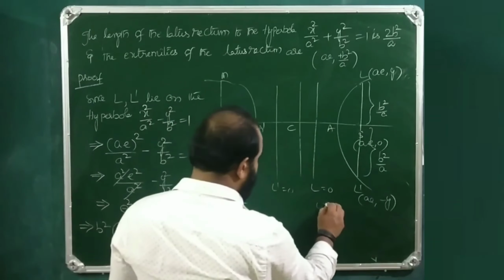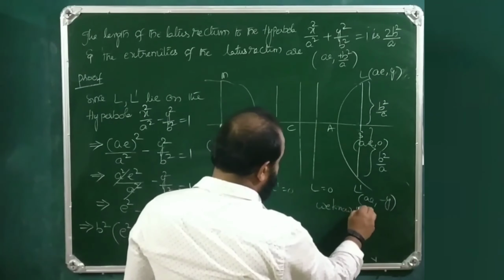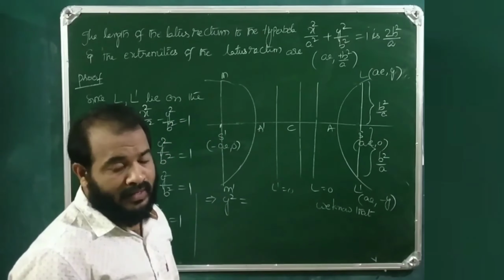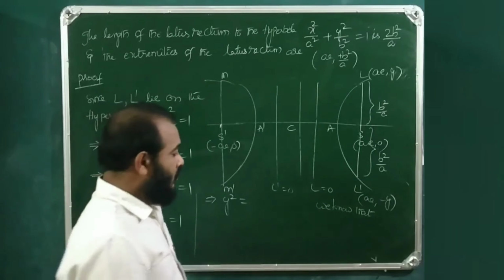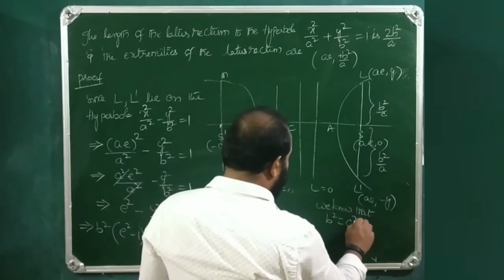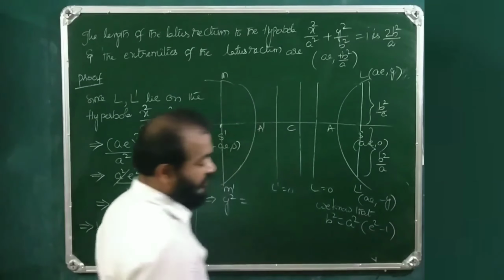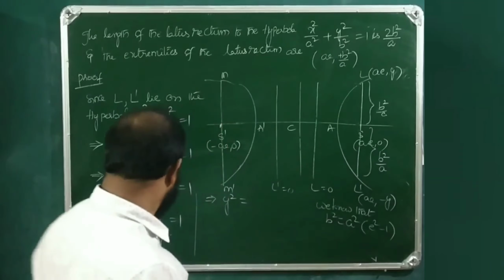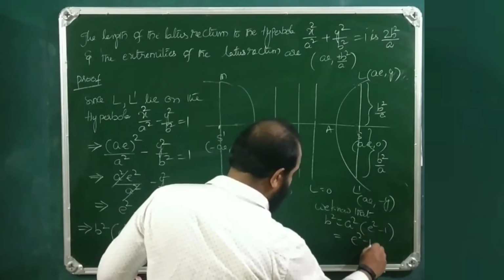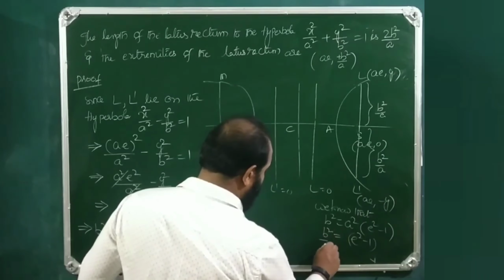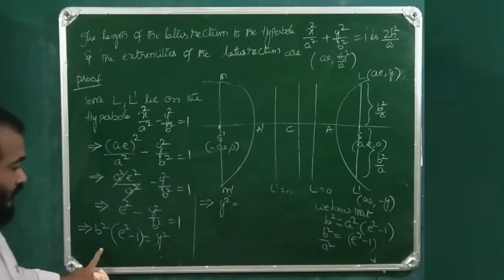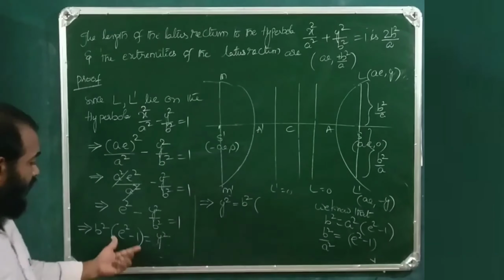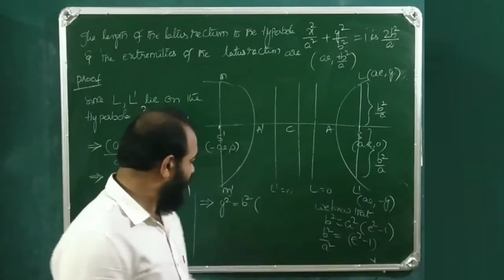we know that for the hyperbola x square by a square minus y square by b square equals to 1, b square is equals to a square into e square minus 1. We have proved this also in the derivation of the hyperbola. So from this, e square minus 1 is b square by a square. So b square into, in the place of e square minus 1, I'll replace it with b square by a square.